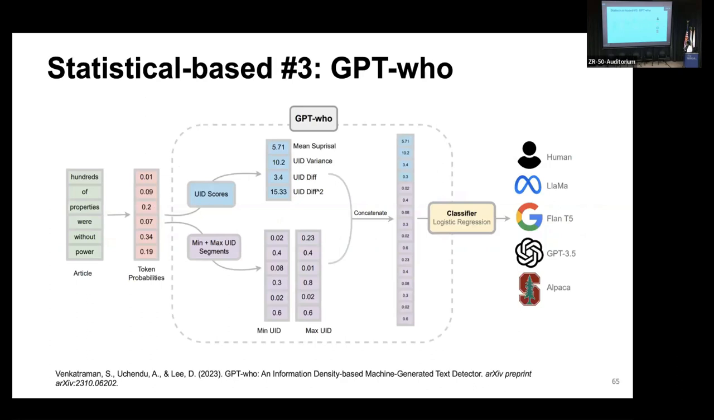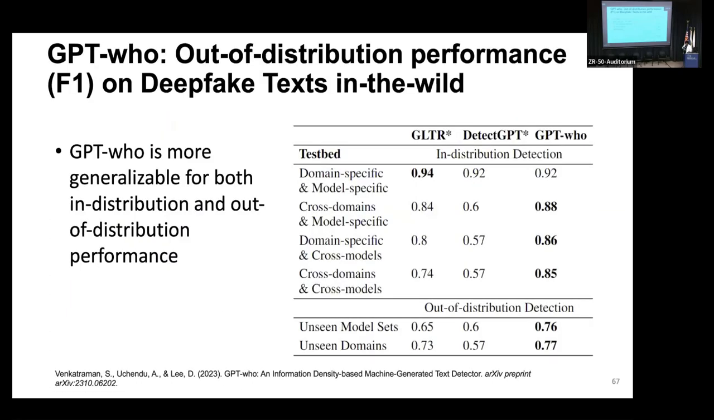So now we have another statistical-based technique, which we call GPT-Who. What it does is that it looks at this from an information theoretical perspective, where you calculate the uniform information density features from the text after getting the probability. Then you concatenate them, put them into a classifier. And then we see that actually the model is able to generalize better than other baseline models on out of distribution datasets.